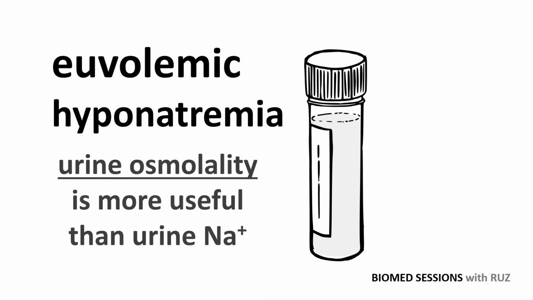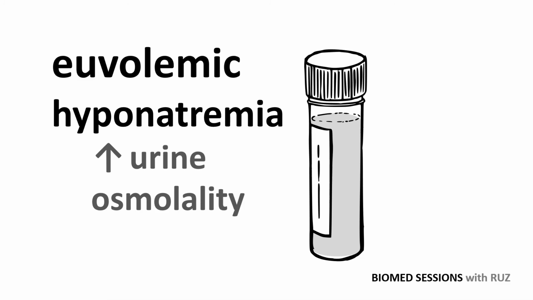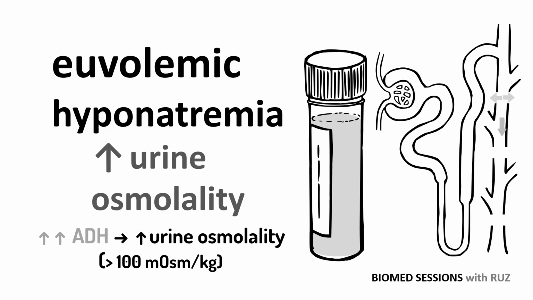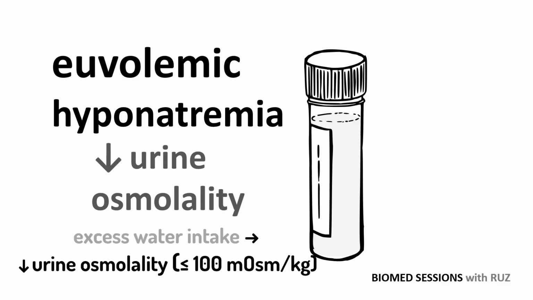For euvolemic hyponatremia, urine osmolality is a better differentiator than urine sodium. Urine osmolality will be over 100 milliosmoles per kilogram in conditions where there is inappropriate ADH release, as there is increased reabsorption of water back into the body from the kidneys. Whereas urine osmolality will be low, less than or equal to 100 milliosmoles per kilogram, in conditions where water intake is in excess, because the kidneys are trying to urinate out the excess water, and ADH is appropriately suppressed because there is no need to reabsorb water.